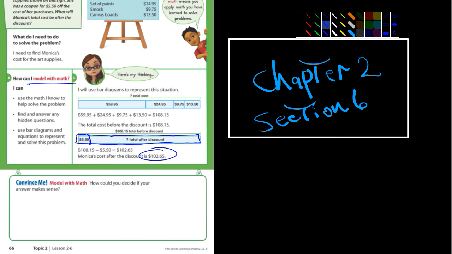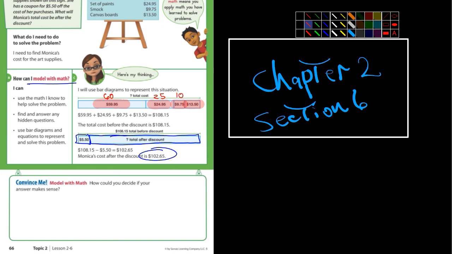Okay. So look, these are the totals that you're adding up right here: $59.95, $24.95, $9.75, and $13.50. This is what I would do if I just wanted to check to see if it makes sense. $59.95, what could I round that to? 60. How about $24.95? What could I round that to? I would say 25. How about 9.75? What could I round that to?